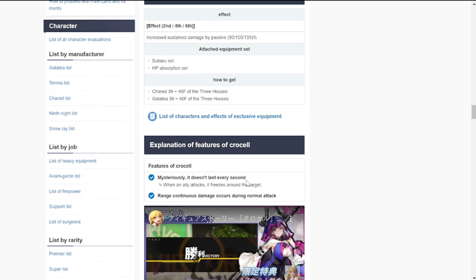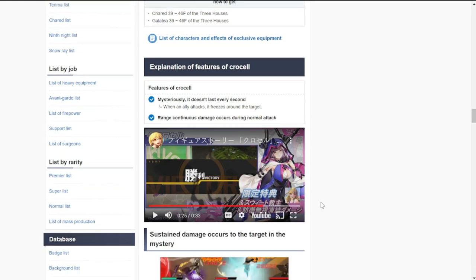Okay, so explanation of the features of Crocell. Mysteriously, it doesn't last every second. When an ally attacks, it freezes around the target. Okay, continuous damage occurs during a normal attack. So continuous damage is triggered when you do a normal attack.